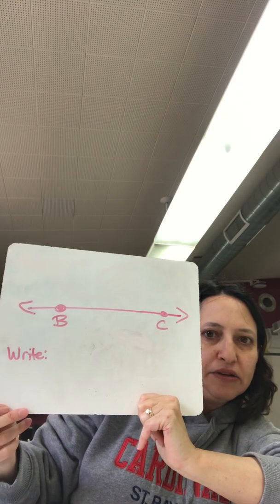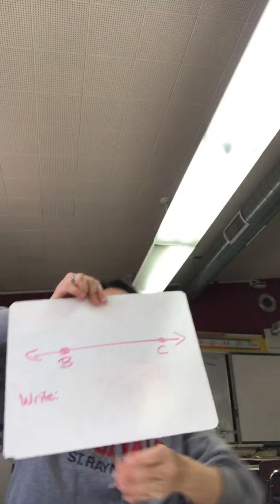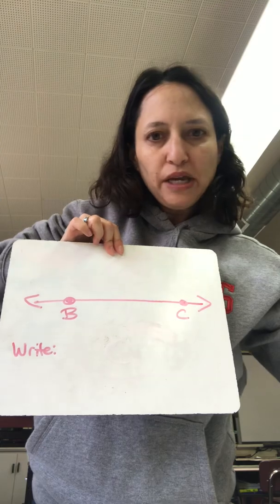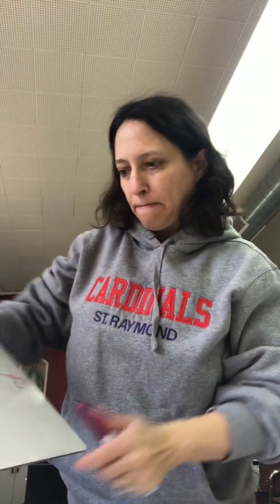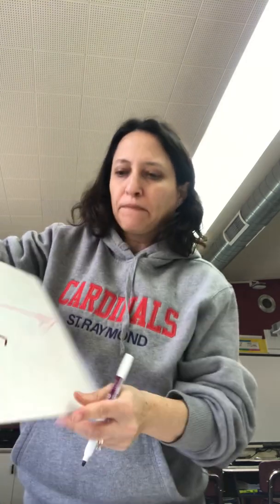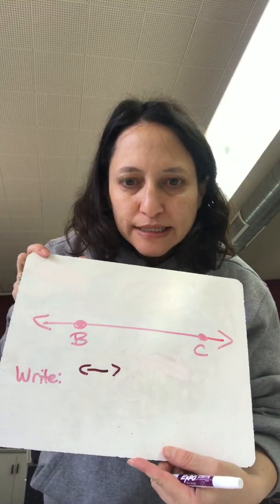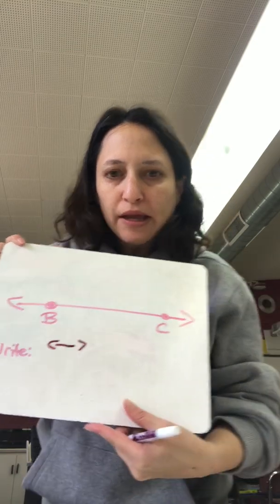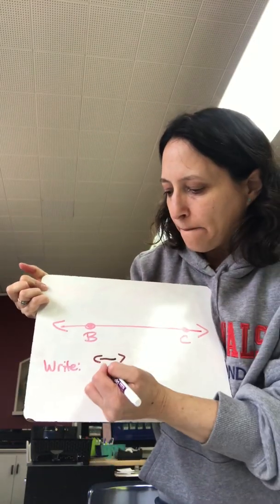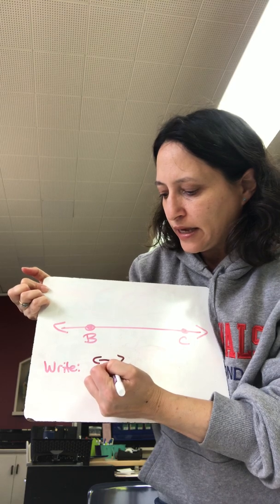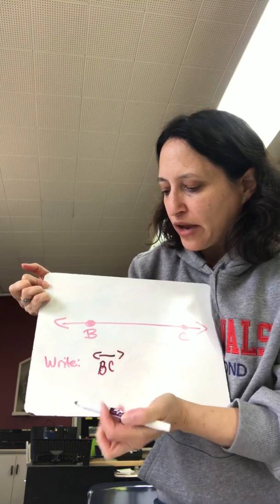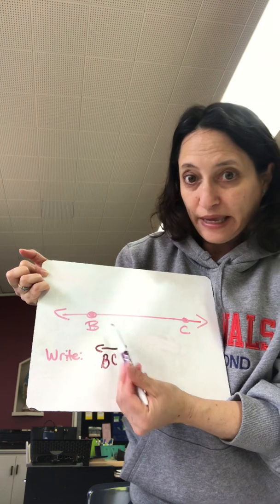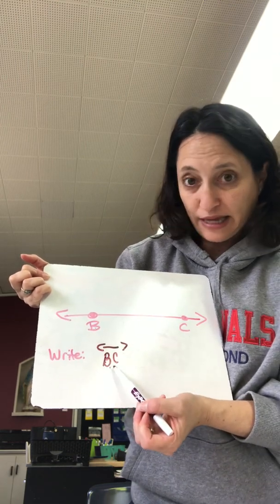All right, so let me tell you how we would write that. When we draw it like this, BC. Now when we write it, you're going to draw a little symbol. This is the symbol that goes on the top. And then you're going to write BC right here, and you're going to say line BC. That's how you write it.